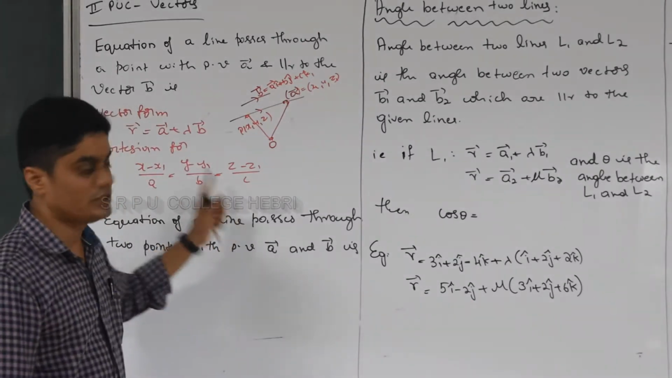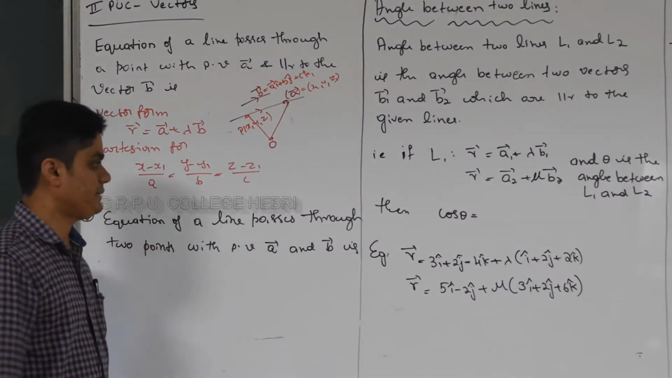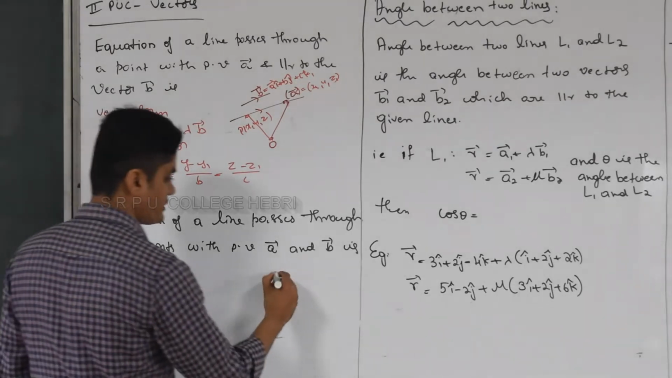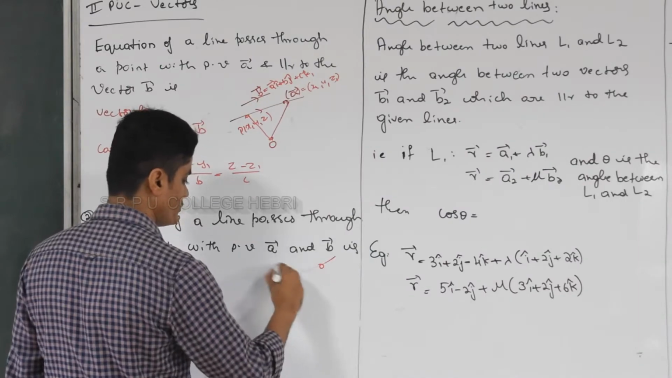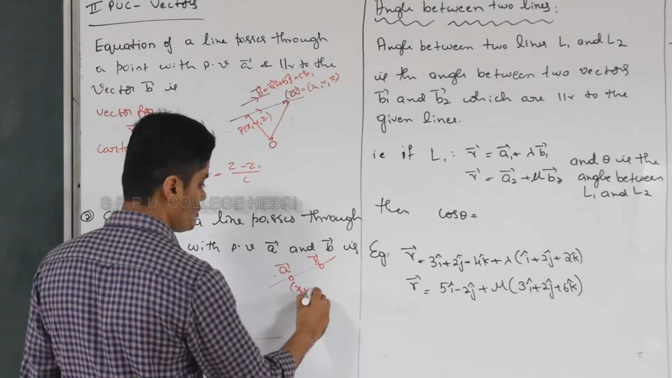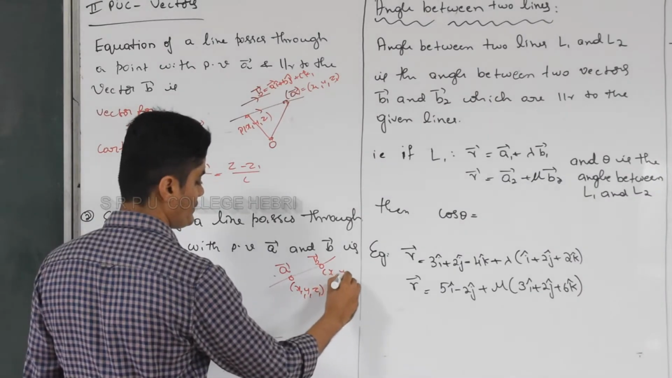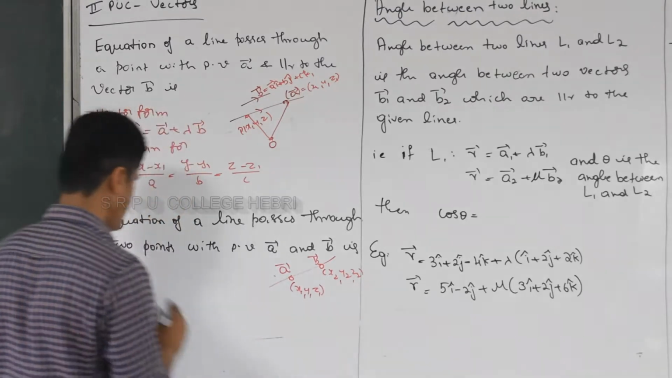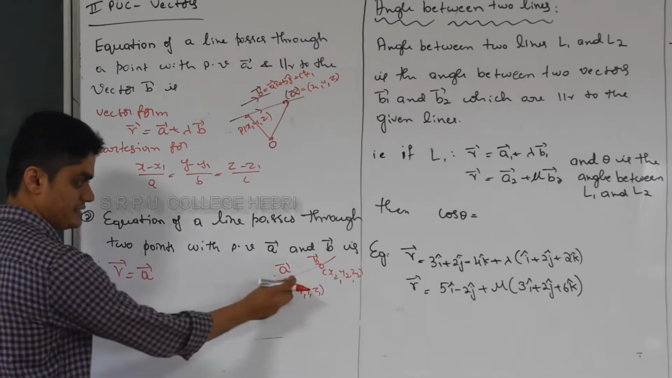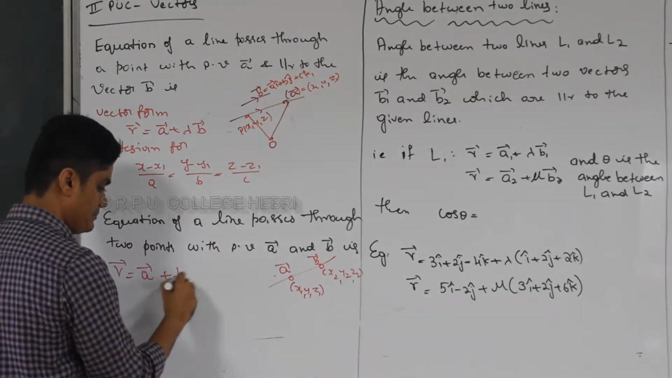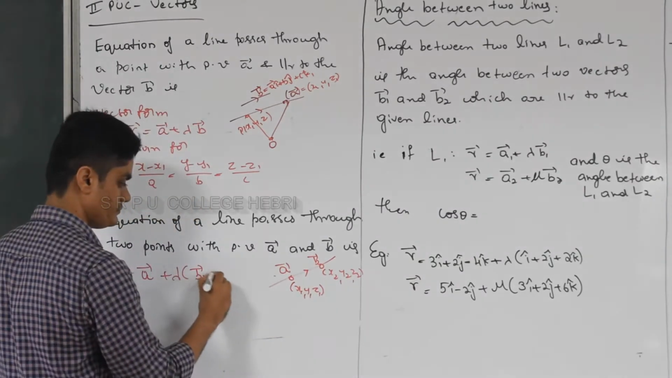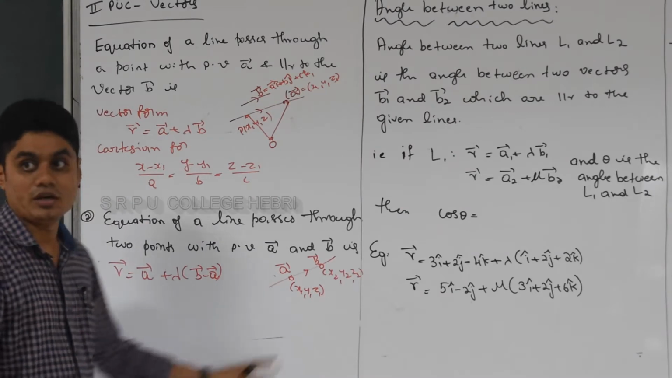Did you understand the proof? Next, the equation of a line passes through 2 points with position vectors vector A and vector B. So 2 points are given on one line, and the position vectors of both points are known. For the vector form and Cartesian form, what do we need? We need the coordinates x1, y1, z1 and x2, y2, z2. The vector form is vector R is equal to vector A, taking this as one point, plus lambda times the parallel vector, which is b minus a.